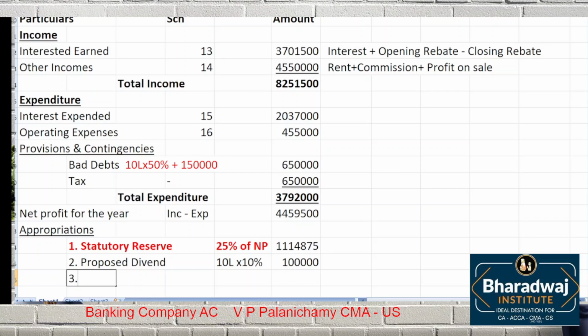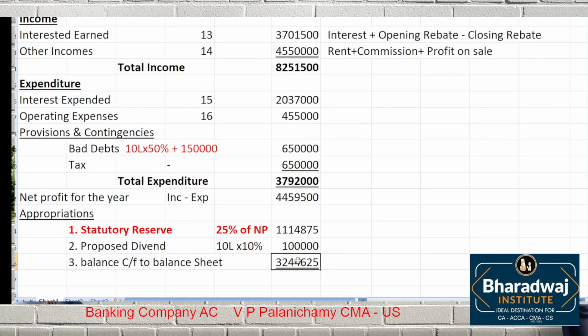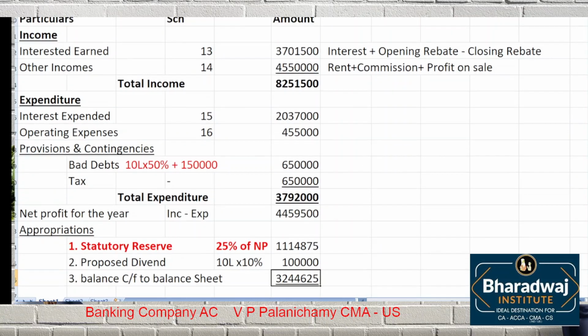Proposed dividend 10 lakhs into 10%. Dividend is always calculated on the paid up capital. Then balance carried forward to balance sheet is from 44,09,500 minus reserve and dividend. You will get the balance carried forward to balance sheet.